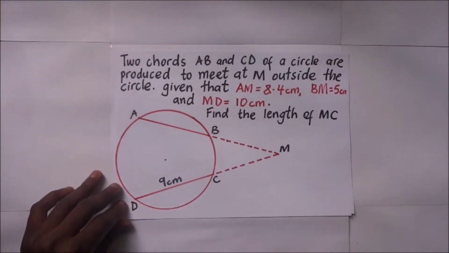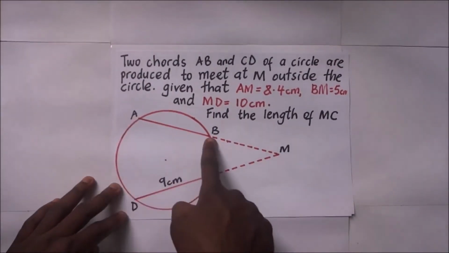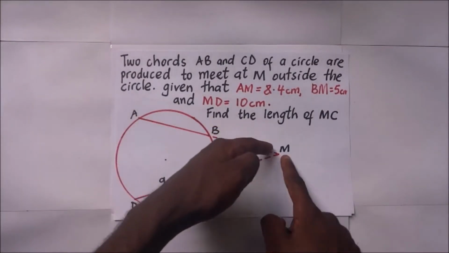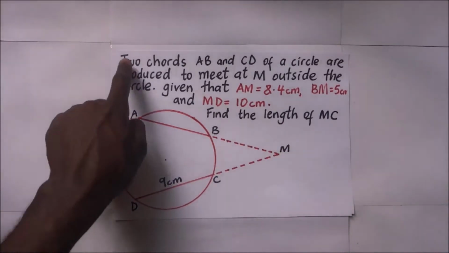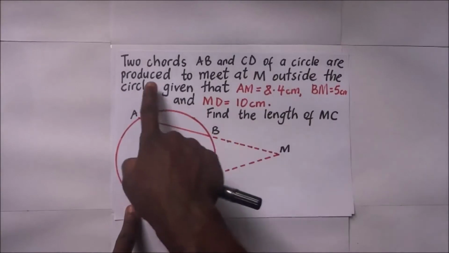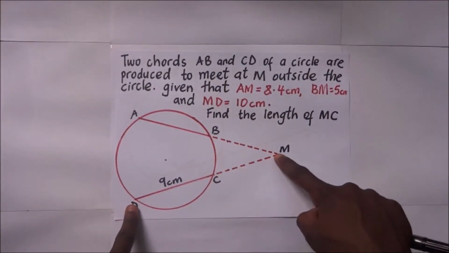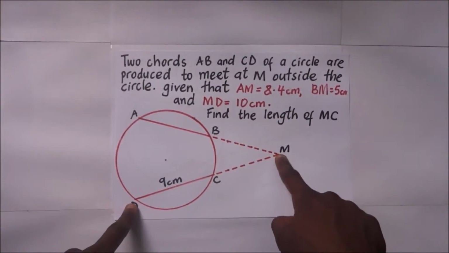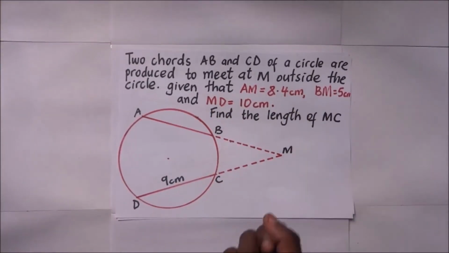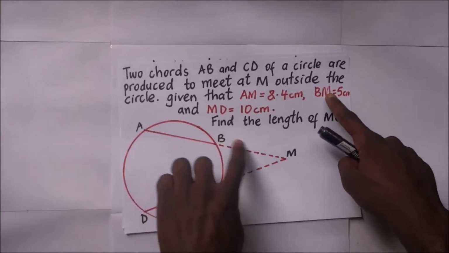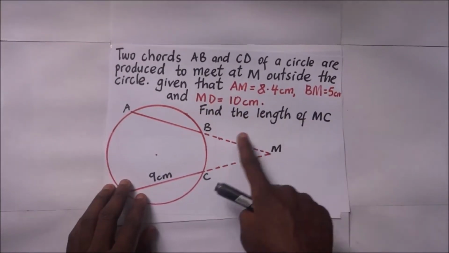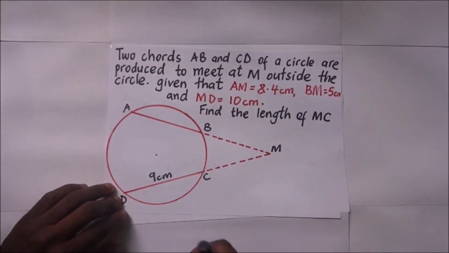Let's look at these two intersecting chords. We have AB and CD right there. These two are produced to meet at point M, outside the circle. Given that AM is 8.4 centimeters, BM is 5 centimeters, and MD is 10 centimeters, find the length of MC. So we need to find the length of MC.